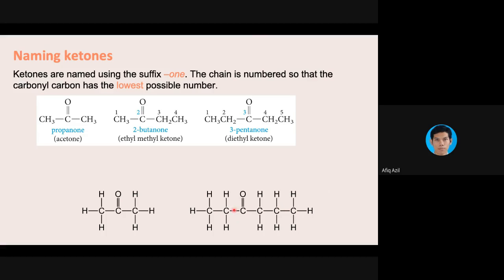1, 2, 3, 4, 5, 6. But if you start counting from the left, 1, 2, 3. So you start from here because 3 is lower than 4. So the name will be 3-hexanone. Or it can also be written as hexane-3-one. Okay, so this one is also correct, or you may also write it as 3-hexanone.